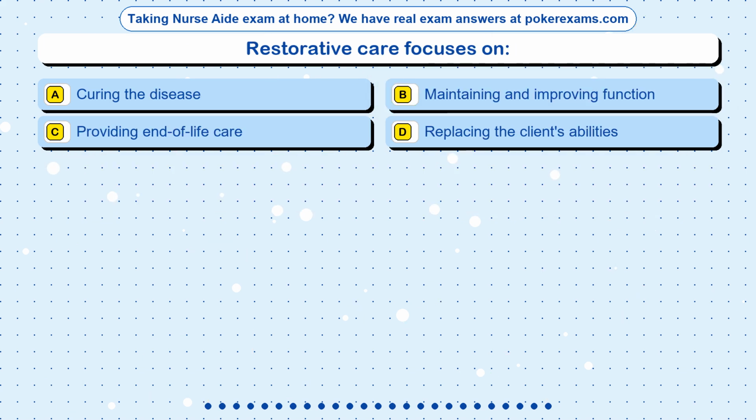Question 19. Restorative care focuses on: Option A, curing the disease. Option B, maintaining and improving function. Option C, providing end-of-life care. Option D, replacing the client's abilities.